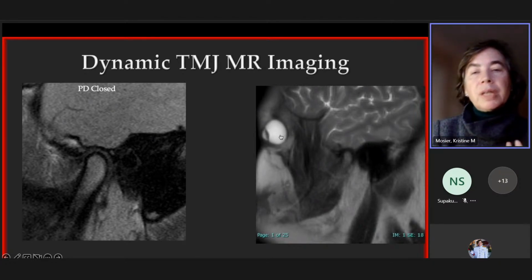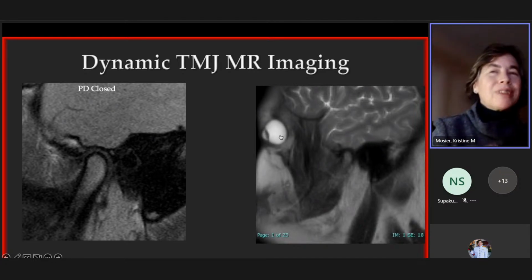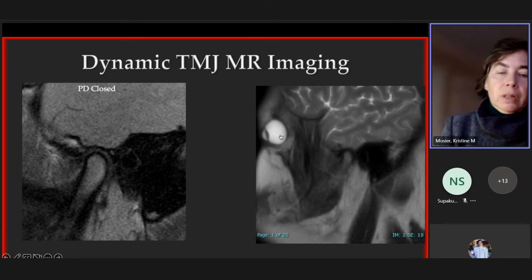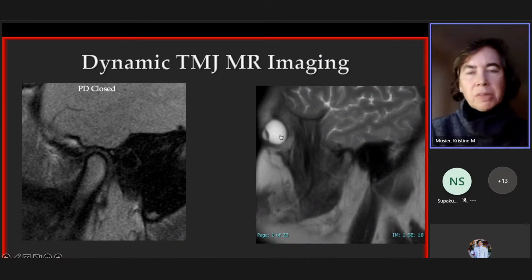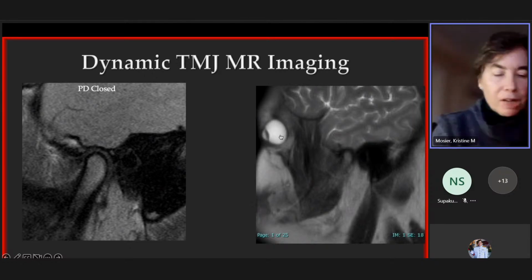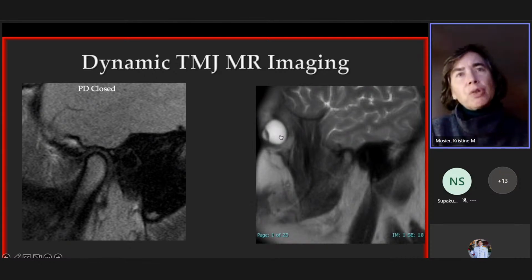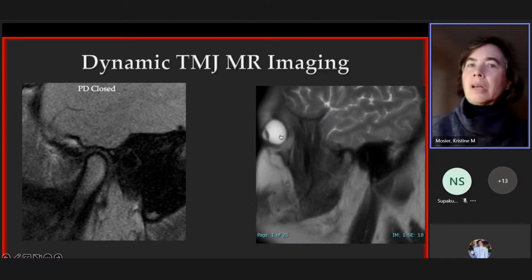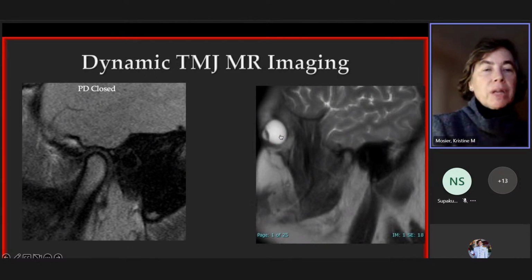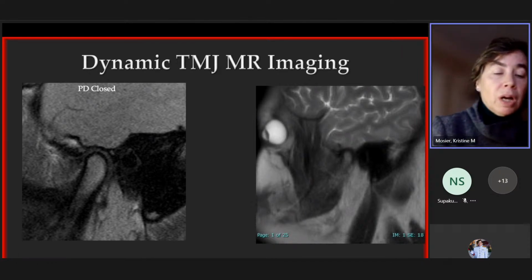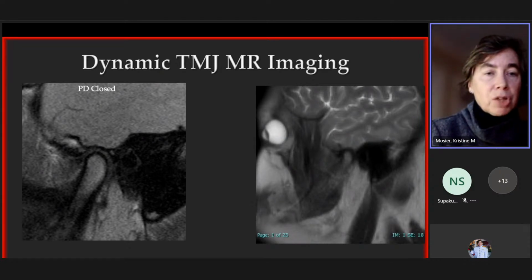Now, one of the other things that we do here, and I think it's important, is to do dynamic imaging of these patients. Sometimes it's a little more difficult in some of our younger patients with their ability to cooperate. The reason we do this is that it gives us a good view of the dynamics of joint mobility, because sometimes we don't get a good or representative view on static imaging, as we see here.